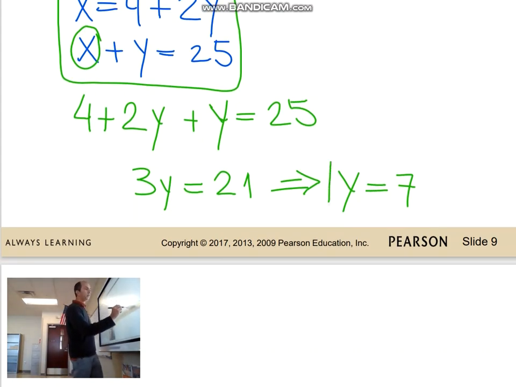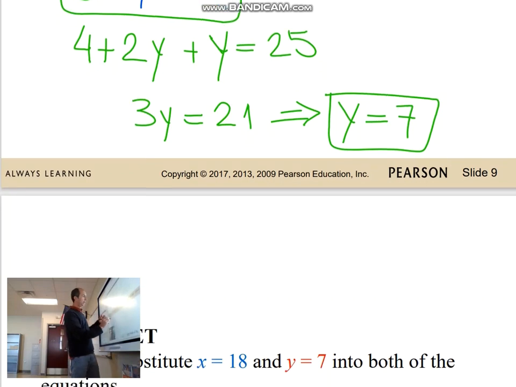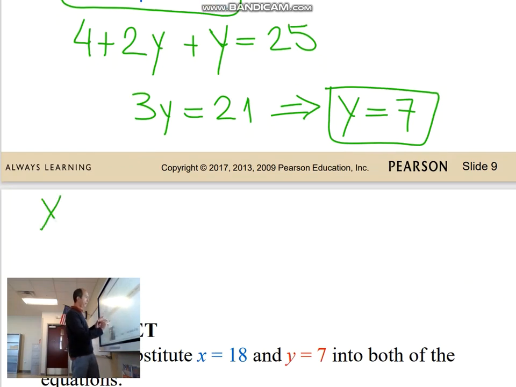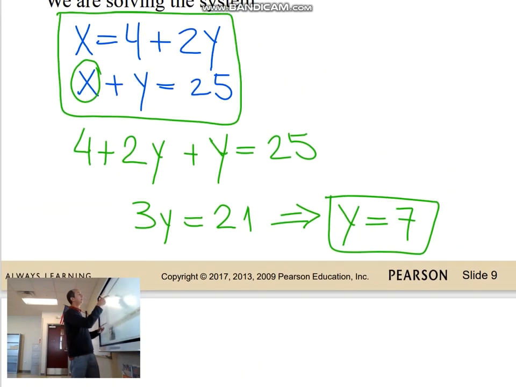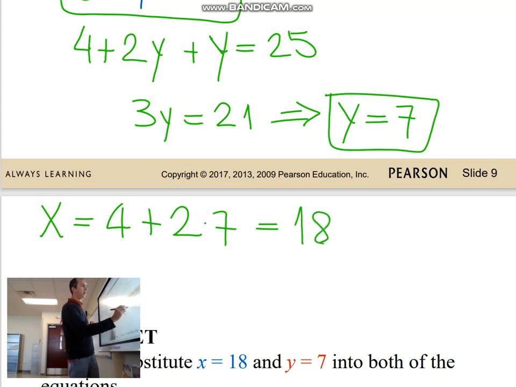If y equals 7, now plug it into the first equation to find x. x equals 4 plus 2y. 4 plus 2 times y, 7. So x equals 2 times 7, 14, plus 4, 18. x equals 18.